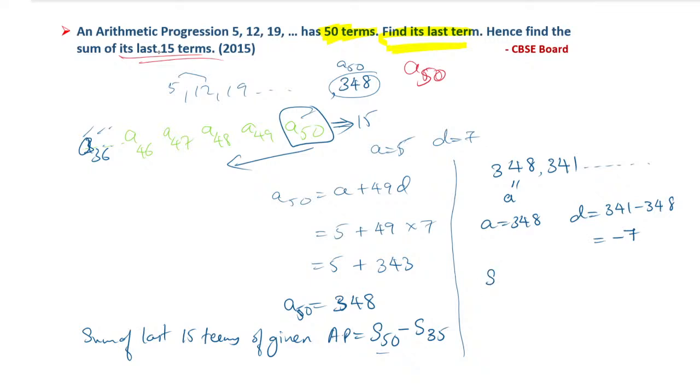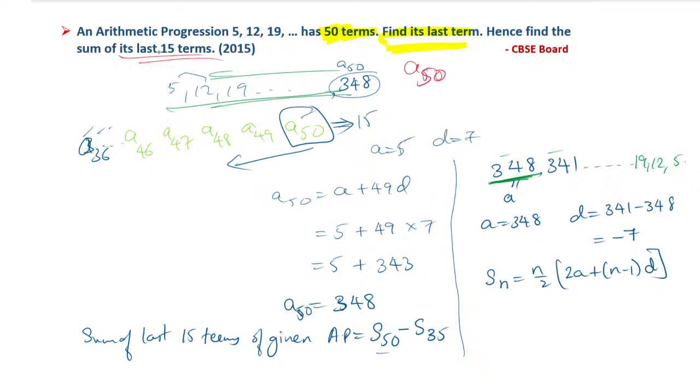So now you apply the Sn formula: n by 2 into 2a plus n minus 1 into d. It is also a simple method. Write the whole AP in reverse way. So 348 I have written, then 341, then 334, then 327, and so on. So I have written it in reverse. Now a will become 348 and d will become minus 7. Substitute that value: n by 2 into 2 into 348, the a value. The n value is 15, we have to find S15. So 15 minus 1 is 14 into the d value, minus 7. So according to that, 15 by 2.